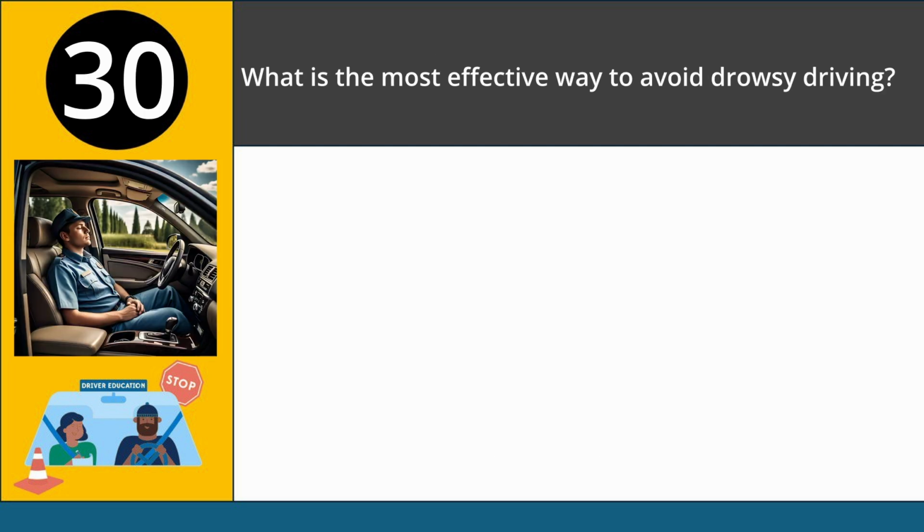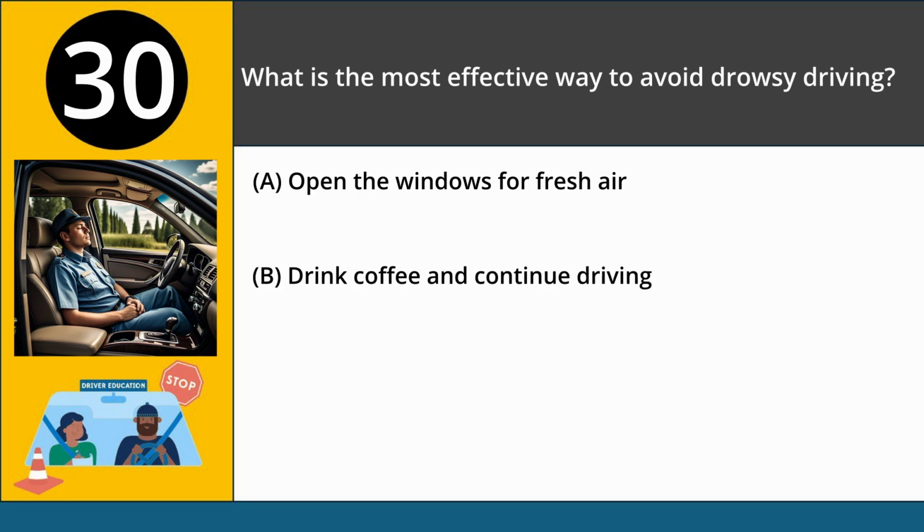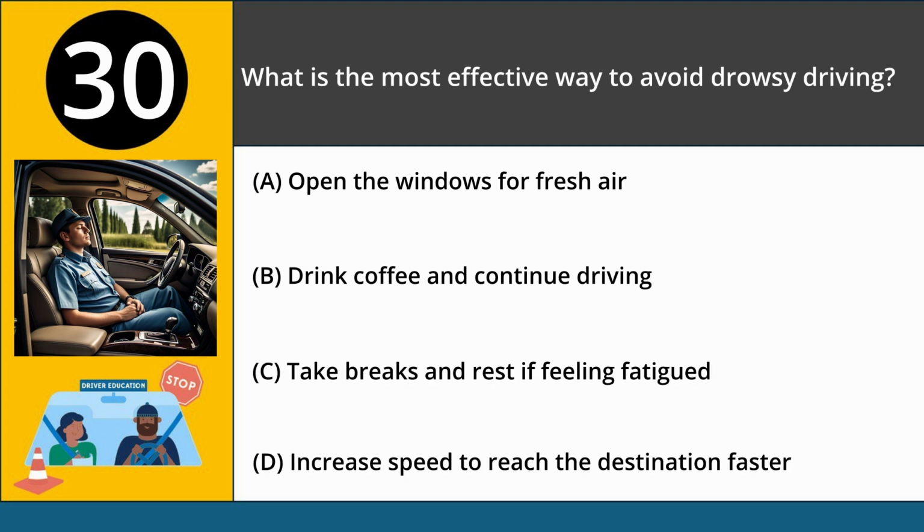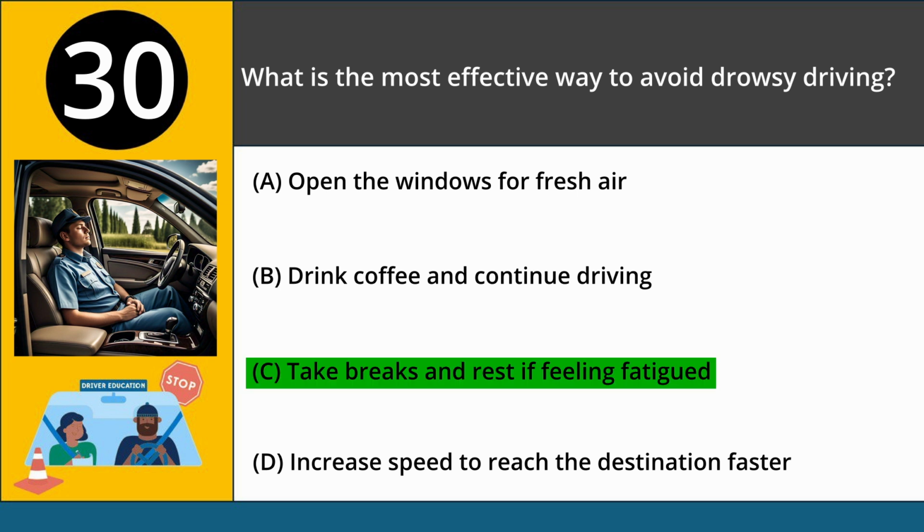What is the most effective way to avoid drowsy driving? A. Open the windows for fresh air. B. Drink coffee and continue driving. C. Take breaks and rest if feeling fatigued. D. Increase speed to reach the destination faster. Answer. C. Regular breaks prevent fatigue and improve concentration.